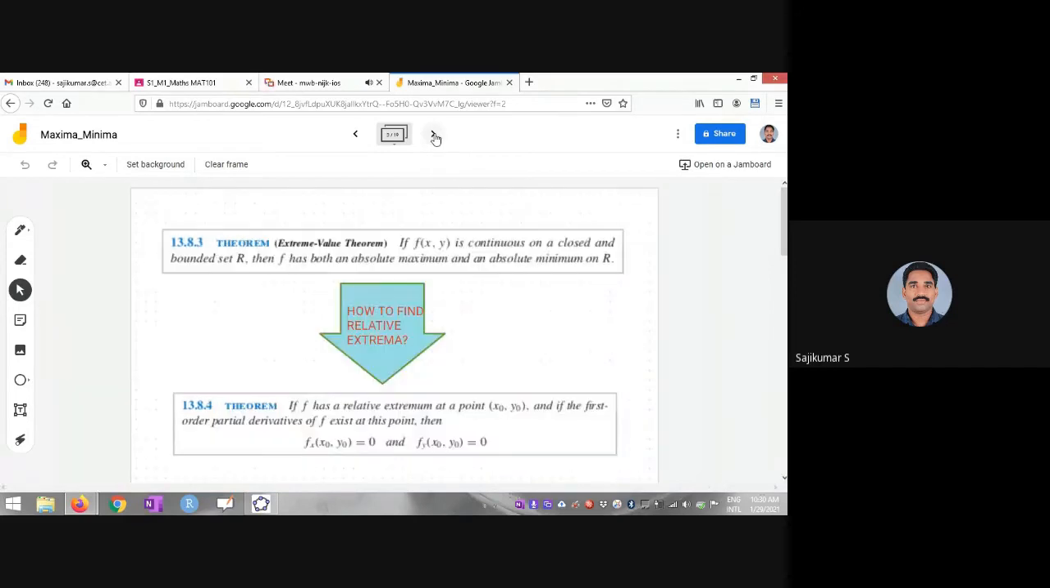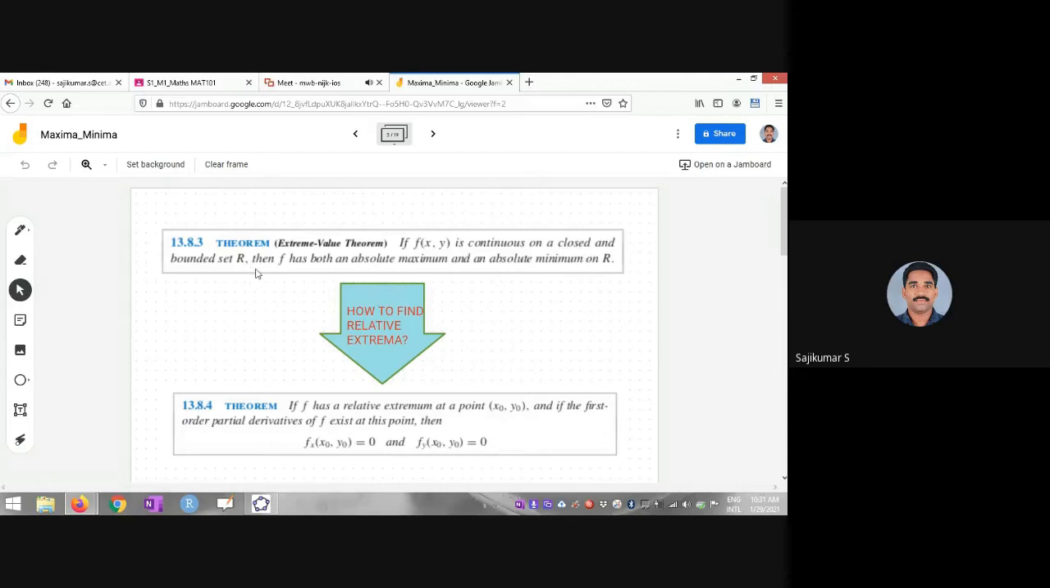Then we are going to discuss under what conditions we can expect such relative minima and relative maxima. For a function, this is called the extreme value theorem. If f(x, y) is continuous on a closed and bounded set R, then f has both an absolute maximum and an absolute minimum on R. This is the existence theorem. Whenever the function is defined on a closed and bounded set, then we can have absolute maxima and absolute minima. So why are we stressing the point that the domain should be closed and bounded?